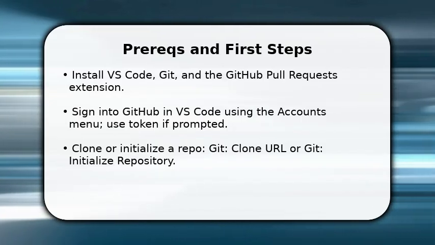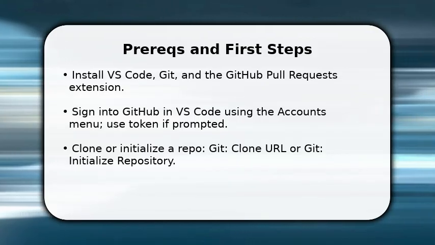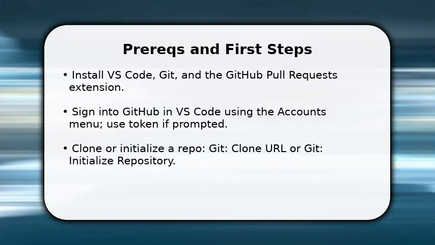Once done, sign into GitHub via the Accounts menu so VS Code can push and fetch. Make sure to use a personal access token if prompted. You now have a connected repo inside the editor and can see changes and branches. Move to committing and syncing next.